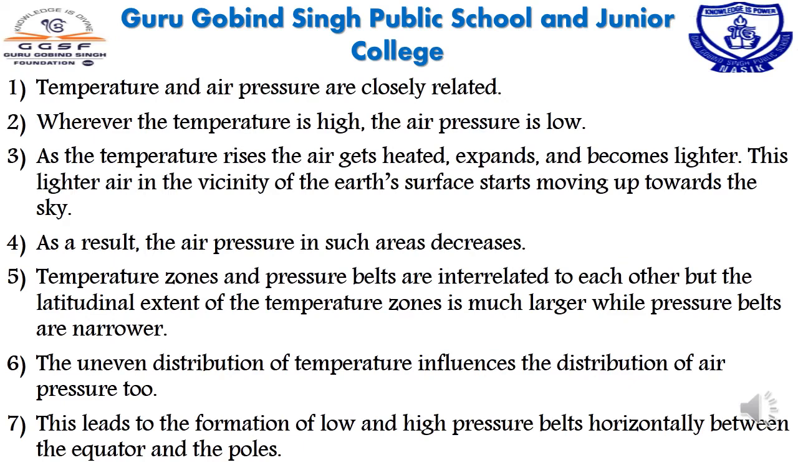So temperature zones and the pressure belts are interrelated to each other, but the latitudinal extent of the temperature zone is much larger while pressure belts are narrower. So we can see the uneven distribution of temperature influences the distribution of air pressure too. This leads to the formation of low and high pressure belts horizontally between the equator and the poles.